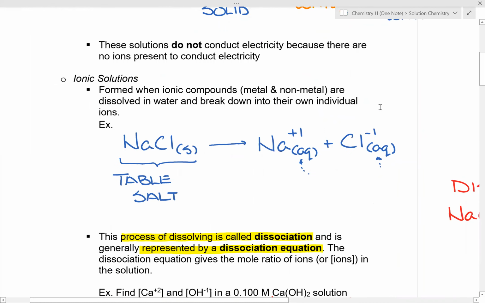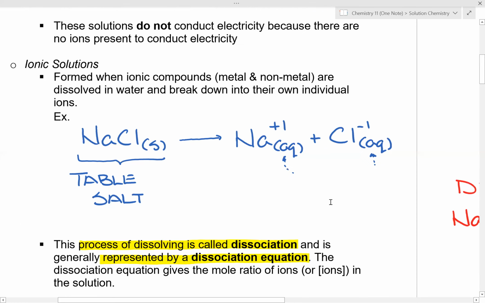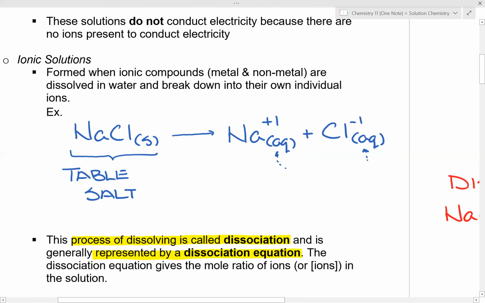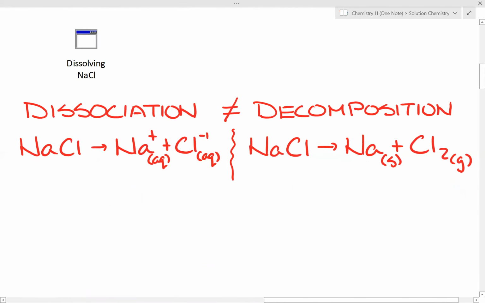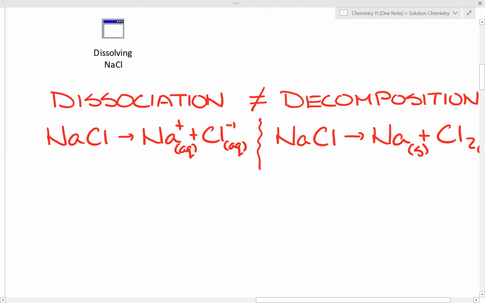Now, recall this breaking apart into its component ions is called dissociation, and is represented by this equation called the dissociation equation. Please remember, dissociation and decomposition are not the same. One is breaking apart an ionic solid into its component ions in solution, while the other one is breaking apart the ionic solid into its component neutral elements.